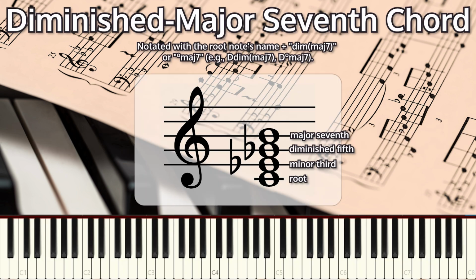The diminished major seventh chord is a diminished triad with a major seventh interval above the root. You can see the abbreviations for this chord above.